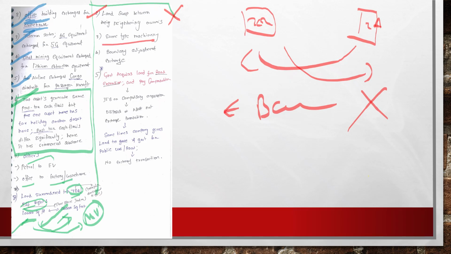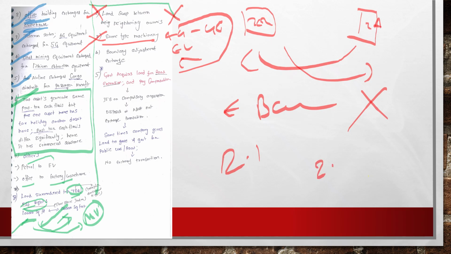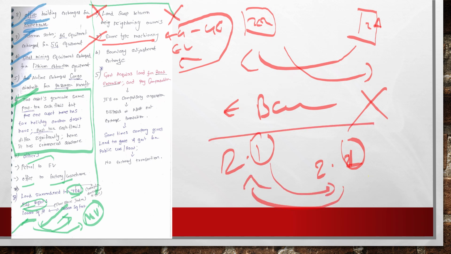And then same type of machinery: 4G to 4G, or EV to EV, petrol to petrol. These similar features are there, na? This is also not a commercial substance. And then boundary adjustment. Suppose you have 2.1 acres here, and also 2.1 acres there. One acre has some litigation problems, and you exchange these boundary adjustments between the farmers. So this transaction also does not have a commercial substance.